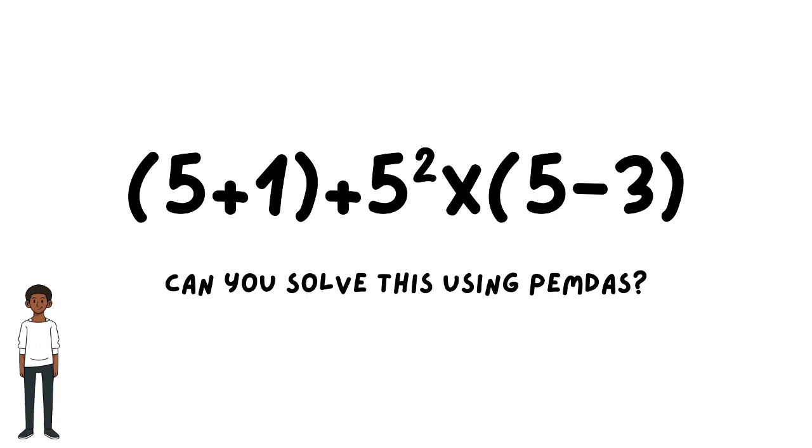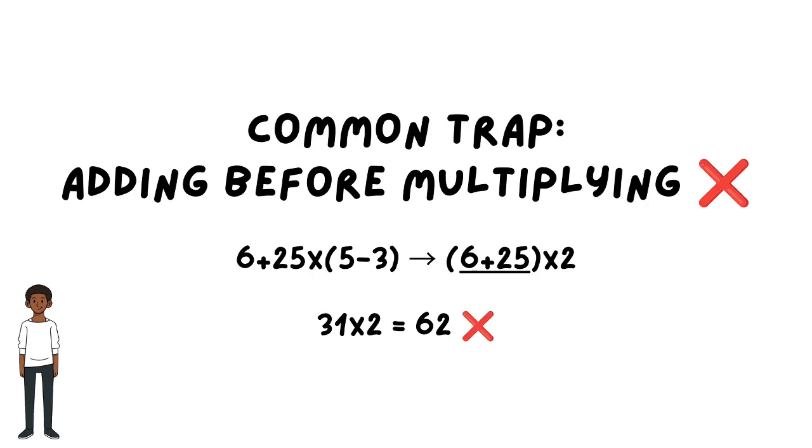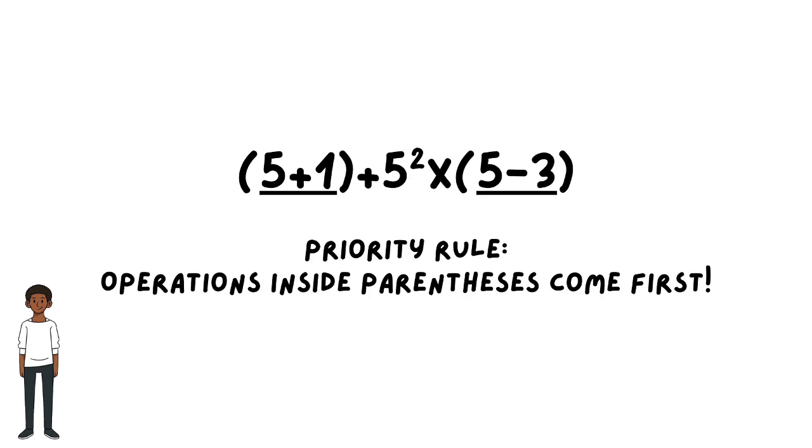Let's break down the common trap before applying the correct order of operations. The common mistake here occurs when people evaluate the first parentheses to 6 and the exponent to 25, then immediately add them together. 6 plus 25 equals 31. Multiplying 31 by 2 equals 62. But addition does not outrank multiplication, making 62 incorrect. According to PEMDAS, we must always resolve all operations inside parentheses first.